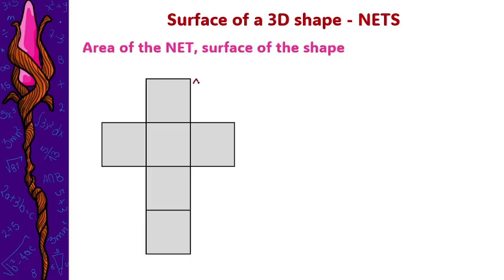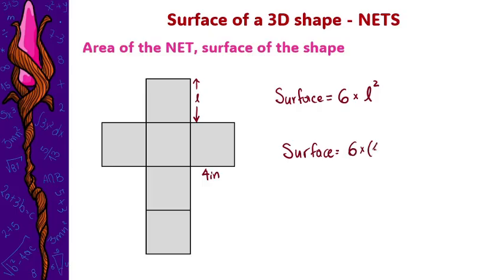So that means we just need to use the length of the side of the square in order to find the total area or the surface of the 3D shape. So in this case, the surface is going to be 6 times the area of a square, which is just the length squared. So if the length is, for example, 4 inches, the surface is going to be 6 times 4 inches squared, which is 6 times 16 square inches, which is just 96 square inches.